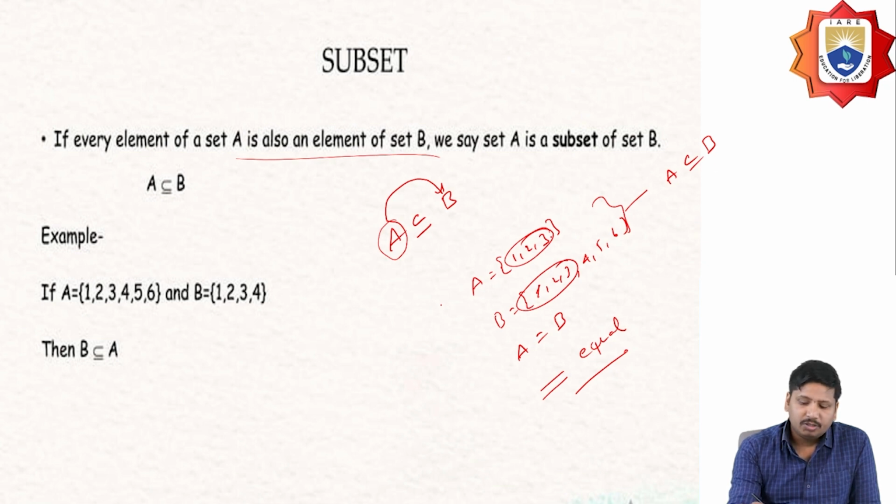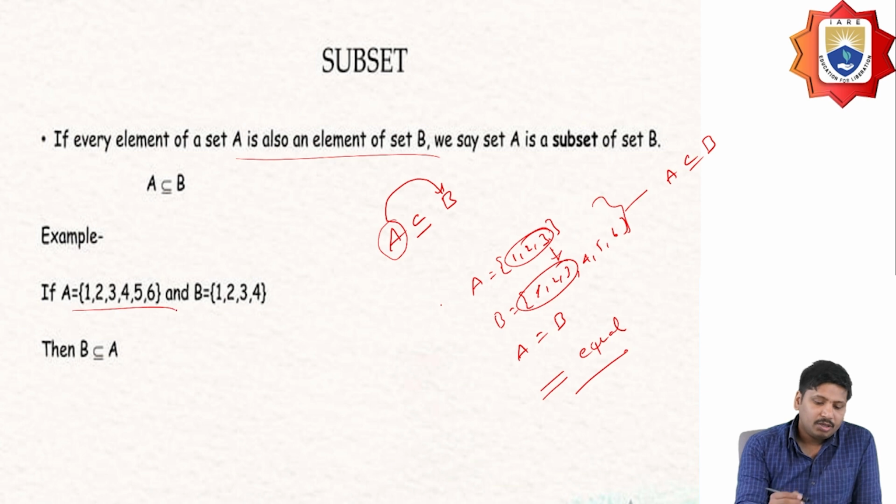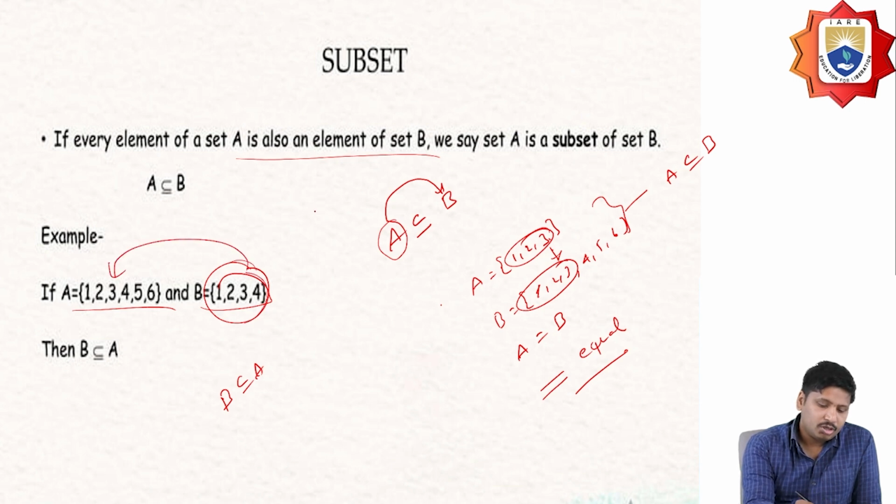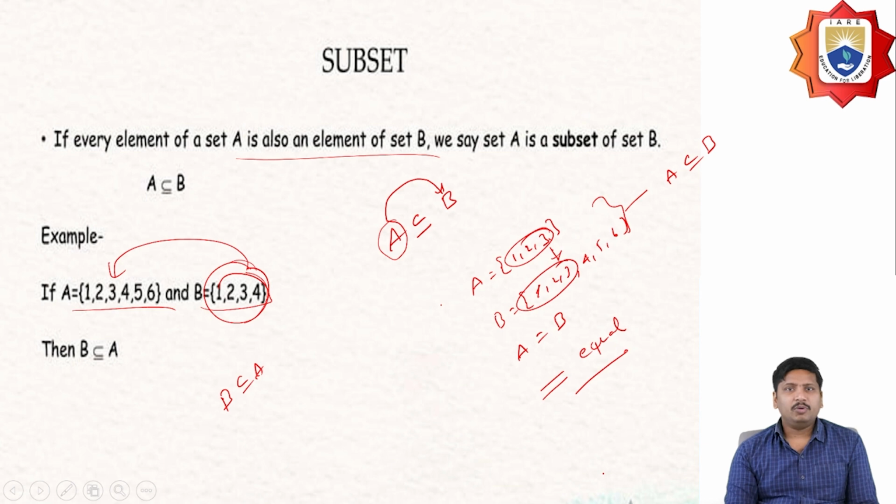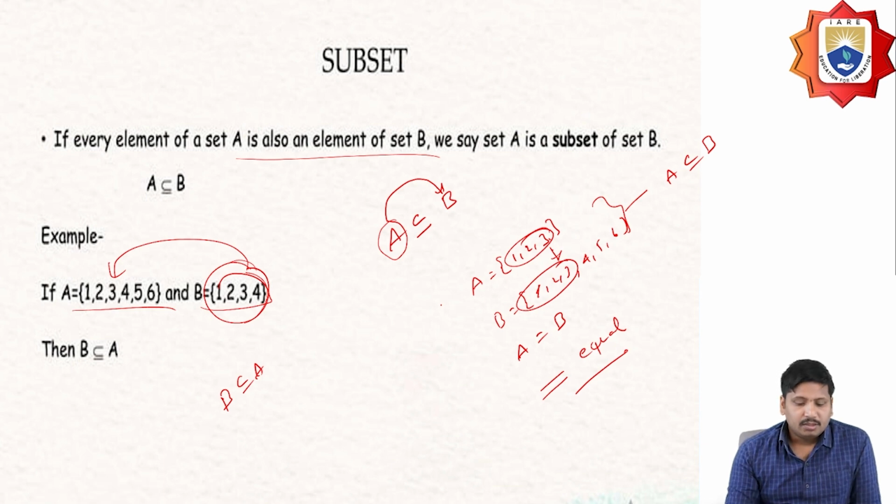That means the elements of A are also present in the elements of B. See the example here: A is equal to 1, 2, 3, 4, 5, 6, and B is equal to 1, 2, 3, 4. So I can write B is a subset of A. That means 1, 2, 3, 4, the entire elements of B are also present in A. So that's why I can write it as B subset of A. Like this, we are going to define the subset.